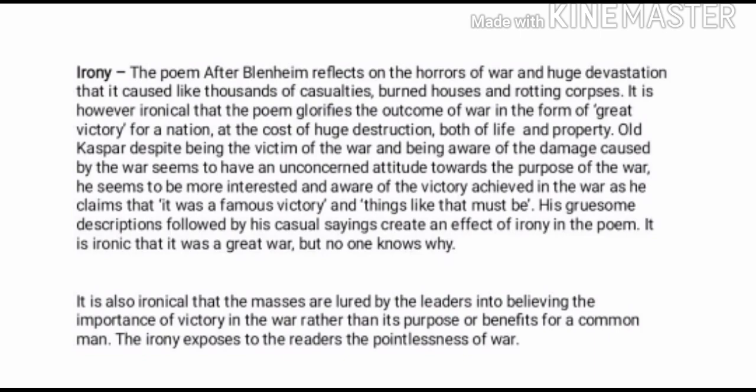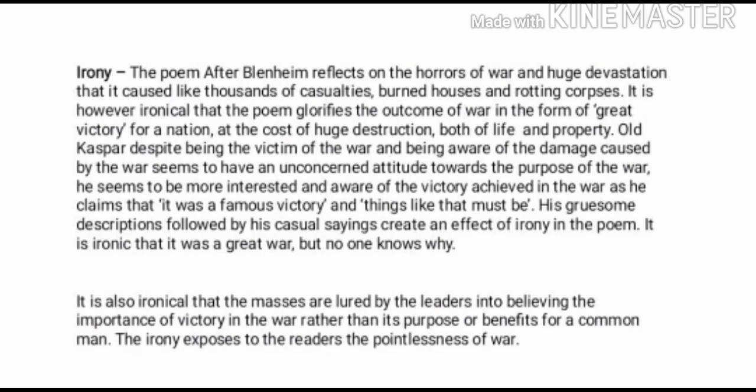Old Caspar, despite being the victim of the war and being aware of the damage caused by it, seems to have an unconcerned attitude towards the purpose of the war. He seems to be more interested in and aware of the victory achieved in the war, as he claims that it was a famous victory, and things like that must be. So his gruesome descriptions, followed by his casual sayings, create an effect of irony in the poem. It is ironic that it was a great war, but no one knows why.